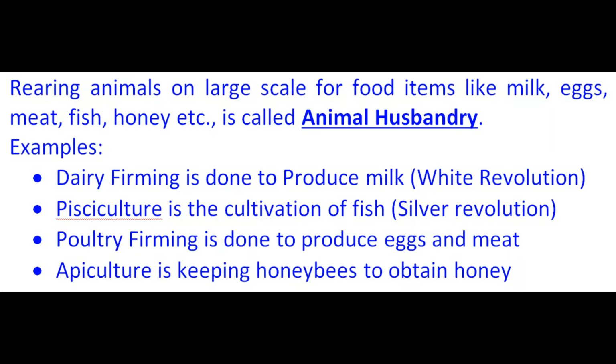Rearing animals. We also get food from animal sources. So we sometimes rear animals on a very large scale for food items like milk, eggs, meat, fish, honey. And when we do it on a large scale, we call it animal husbandry. In common words, the animal is used as a crop.